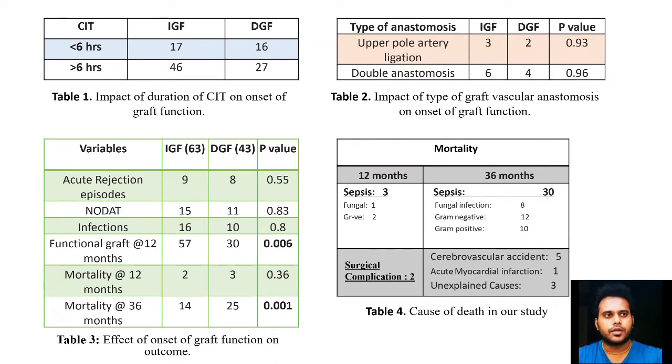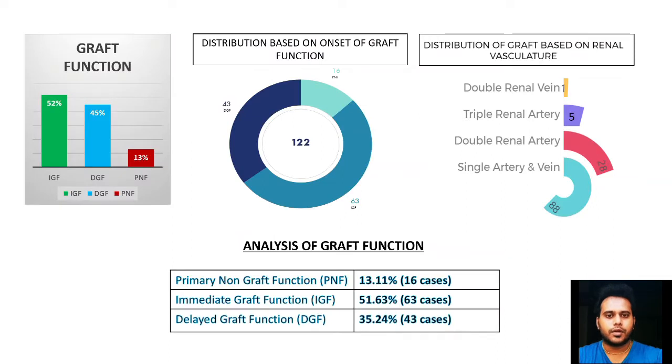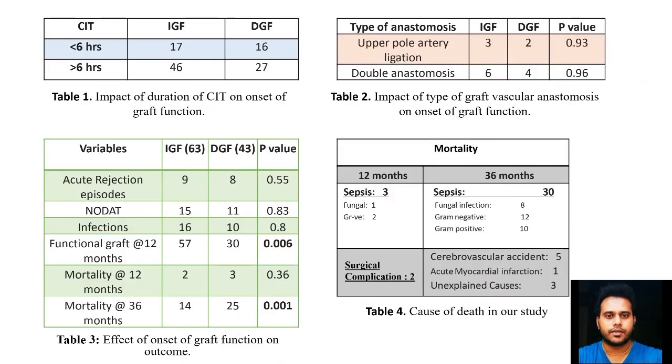Talking about the impact of vascular anatomy, 88 kidneys had normal anatomy and 33 had anomalous arteries, of which 10 underwent double artery anastomosis and 5 had safe ligation of the upper pole artery. Of these, 5 cases had delayed graft function and 9 had immediate graft function.